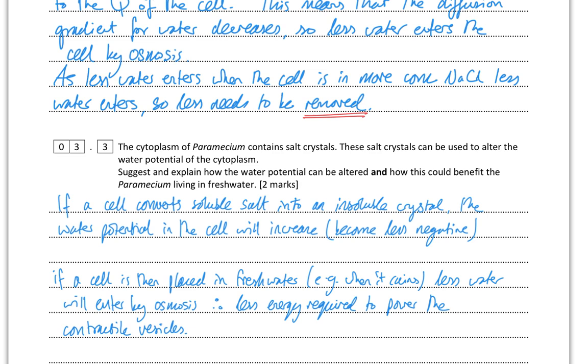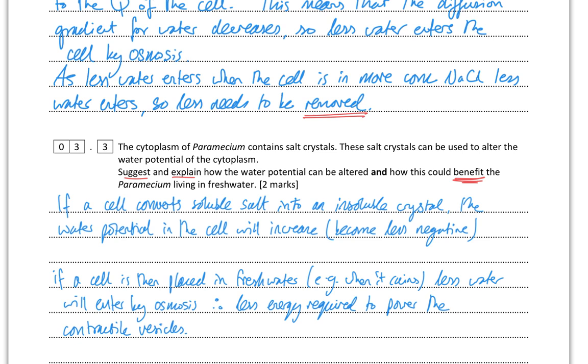And then the cytoplasm of paramecium contains salt crystals. These can be used to alter the water potential. Suggest and explain. So it could be anything sensible, how the water potential can be altered and how this could benefit the paramecium. And that's crucial. I have to get to the benefit to the paramecium. Again, it's exam technique. But a lot of you haven't got to the benefit.